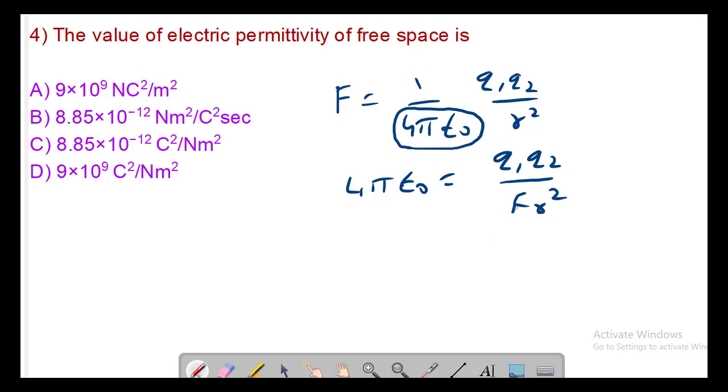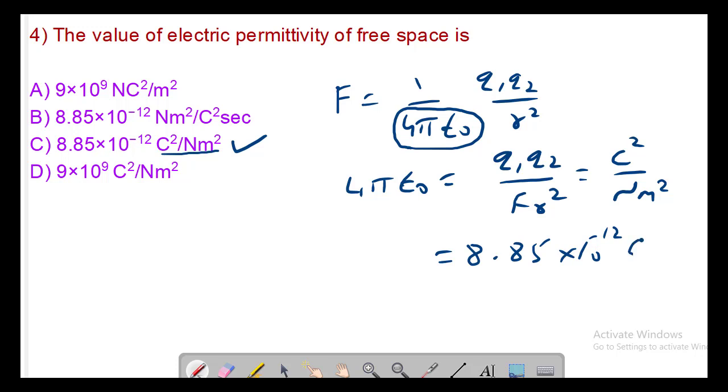Now we just write the units of each given term. q1 is Coulomb, q2 is also Coulomb, so it becomes Coulomb square. F is in newtons, r in meters, so r square is meter square. If in the options we see, this is what we have at point C. So of course this is the answer. The value of 4 pi epsilon 0 is actually 8.85 into 10 raised to minus 12 Coulomb square per Newton meter square. This is the answer.